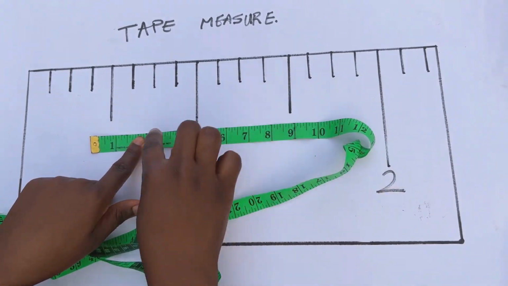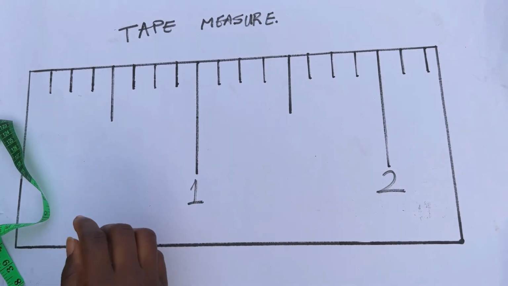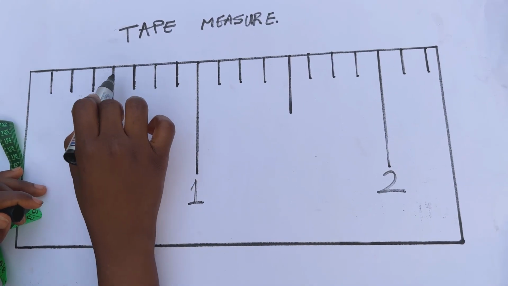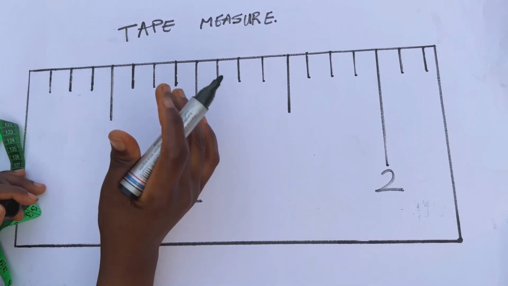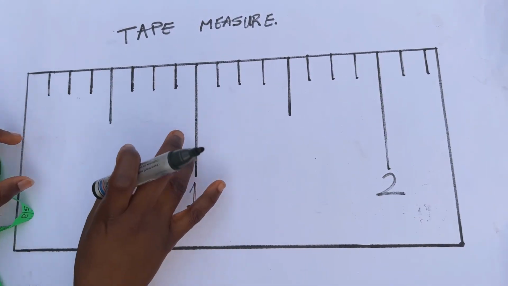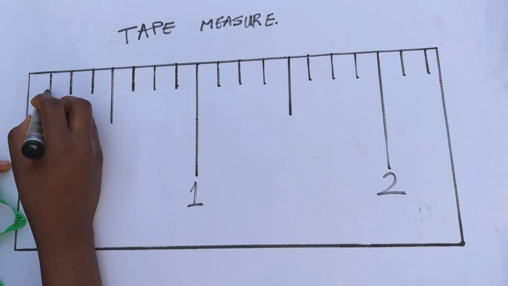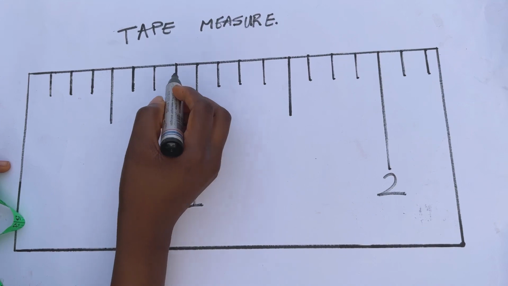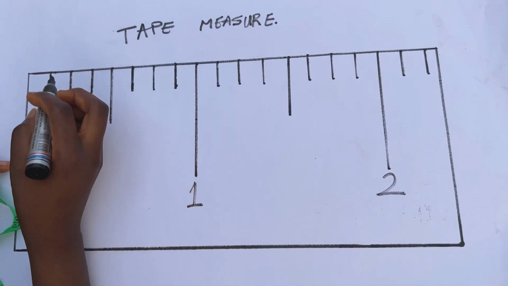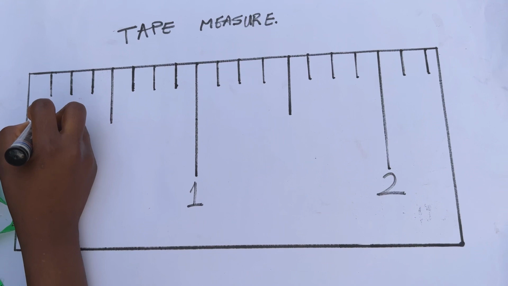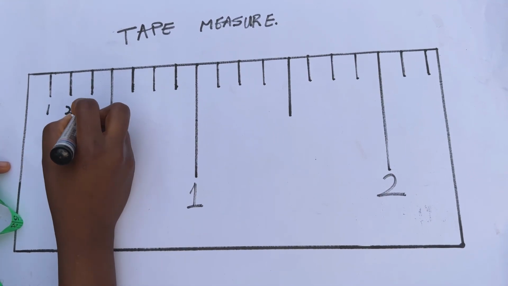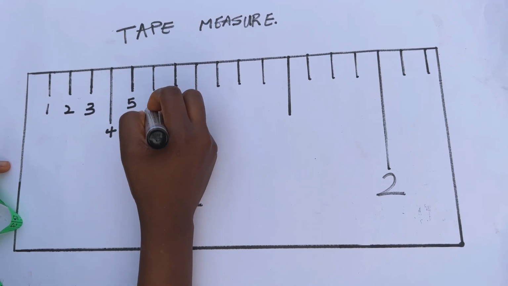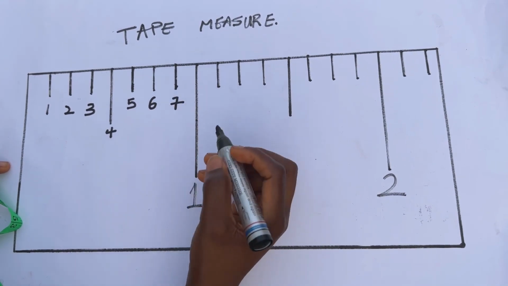Now if you look at your tape measure, you are going to notice that we have 8 bars that make 1 inch. Like those tiny lines, we have 8 of them in 1 inch. You need to count 8 of it to get to 1 inch. So let's count 1 2 3 4 5 6 7 8. That makes 1 inch, right? So let's go ahead and label them. 1 2 3 4 5 6 7 and 8.